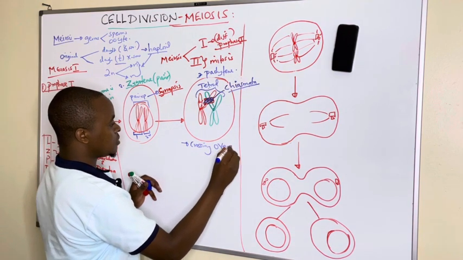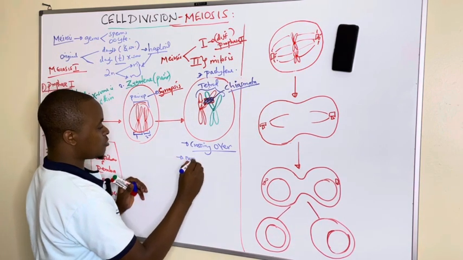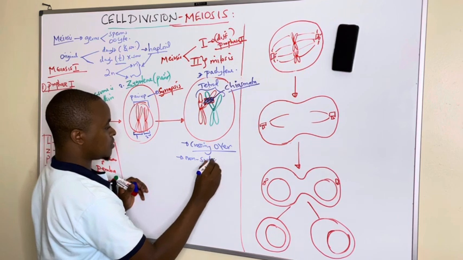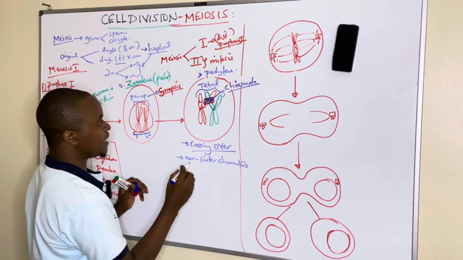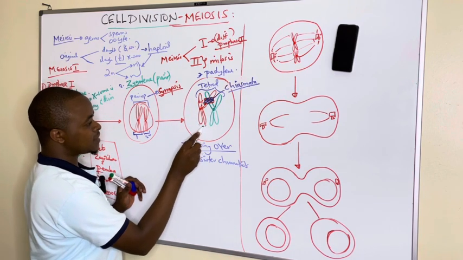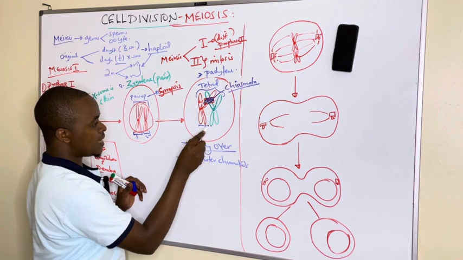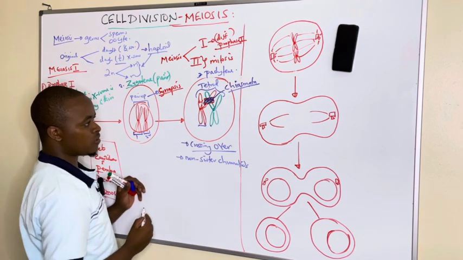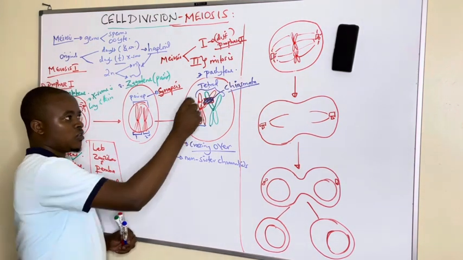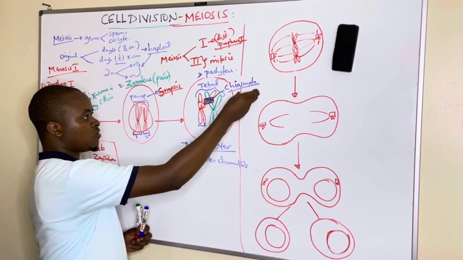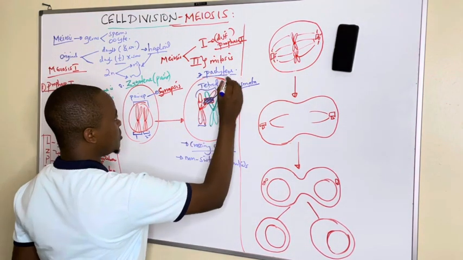Crossing over of non-sister chromatids. What do we mean by non-sister? When this is this, these are sister chromatids, but if this one crosses over with this, these are non-sister. They are not homologous. But this and this, they are homologous. So that is what we call crossing over, and the site where they cross over is called chiasmata. And this is during the pachytene stage.